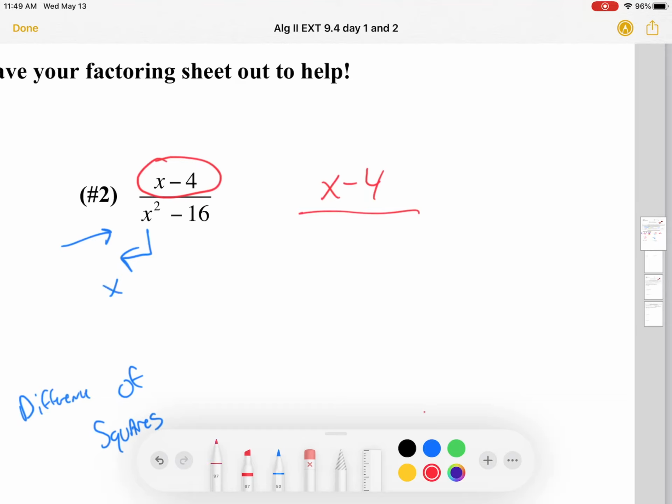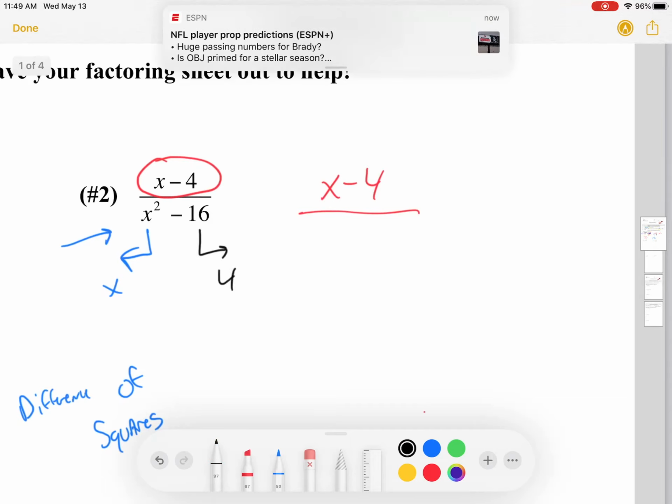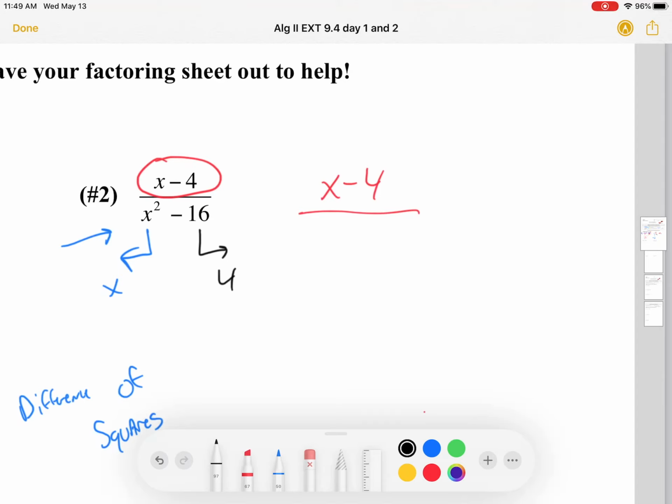What's the square root of x squared? X. What's the square root of 16? Choose a different color. Square root of 16 is 4. So when I factor out difference of squares, it looks like the square root of the first term first, x, and the square root of the second term second, 4. Now one of them's plus, one of them's minus. Okay, so we factored. Step 1 is factor.